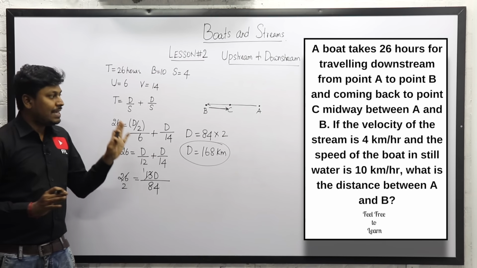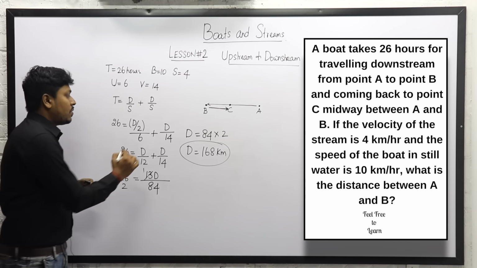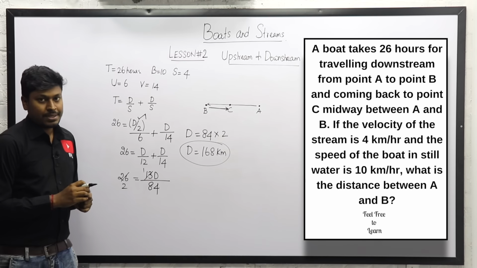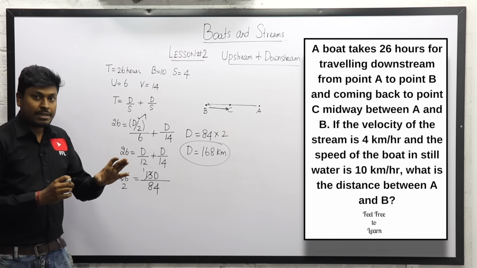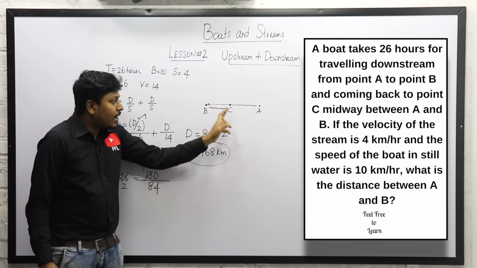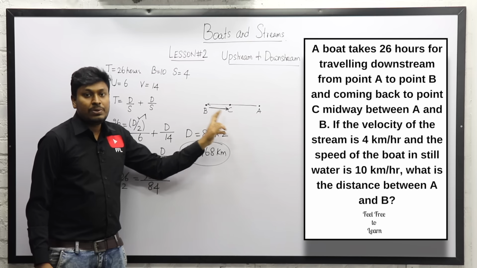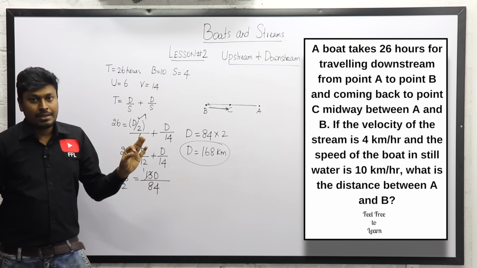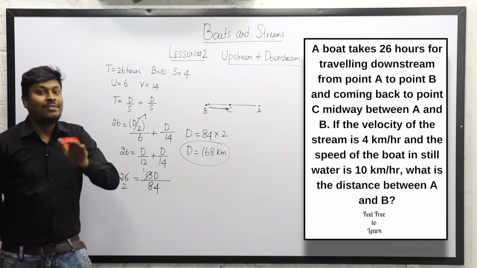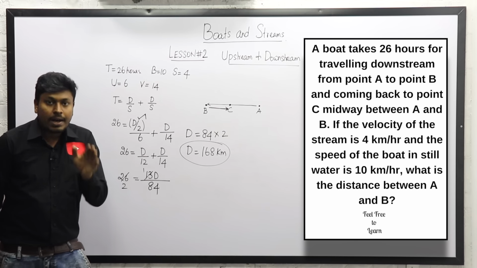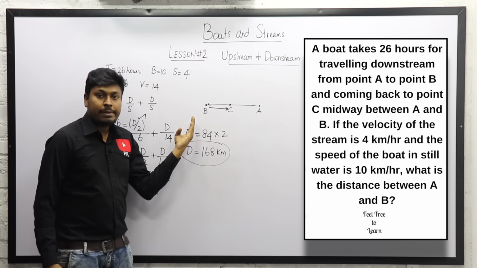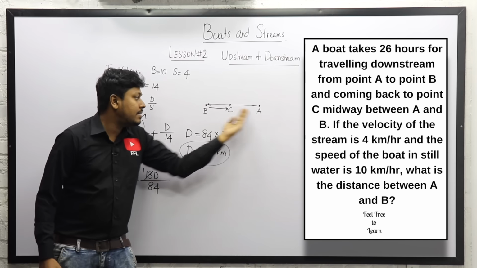So remember that it's an easy question. Only thing is you should know why instead of D I have written as D by 2. Because initially while in upstream he is traveling only half the distance, which is B to C, that is C will be the midway, that is center point between A to B. So in upstream he is not traveling the total distance, he is traveling only half of the distance, so D divided by 2. But while coming downstream he is traveling the total distance, that is A to B.